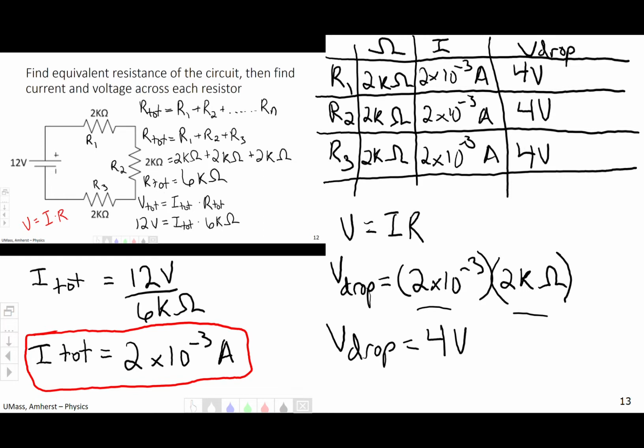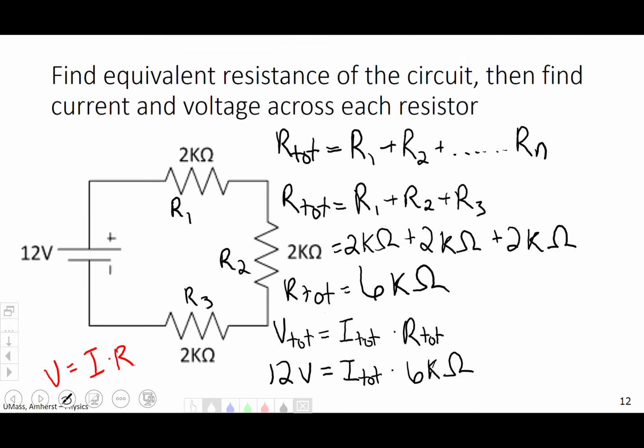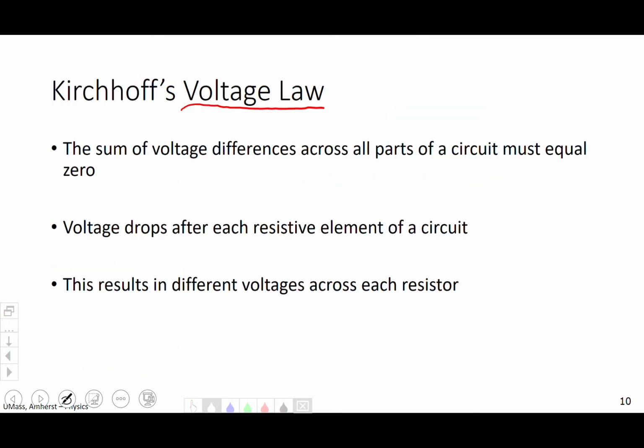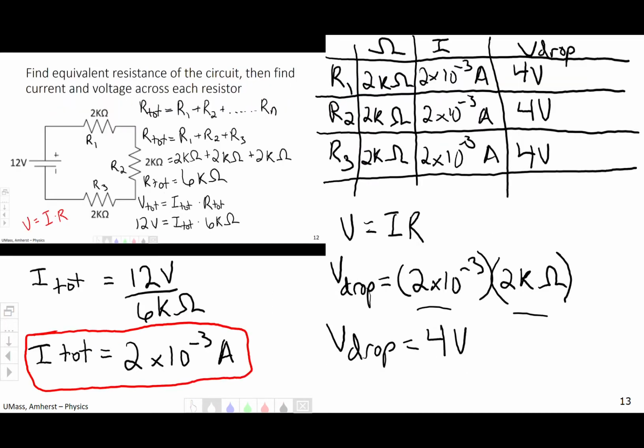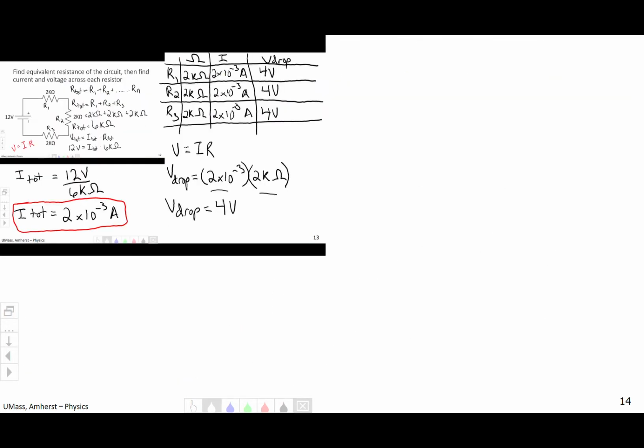Okay. And that's interesting, because this means that after each resistor, we drop 4 volts worth of potential. Okay, we lose 4 volts worth of electric potential. And this goes back to the voltage law. So the sum of the voltage differences across all parts of a circuit must equal 0. Okay, so we have different voltage drops across each resistor. What's nice is that in this case, we have very similar resistors.